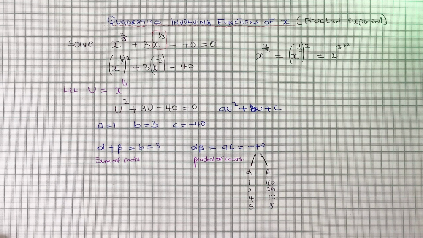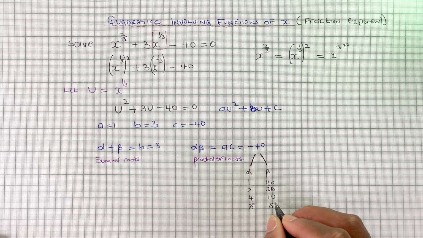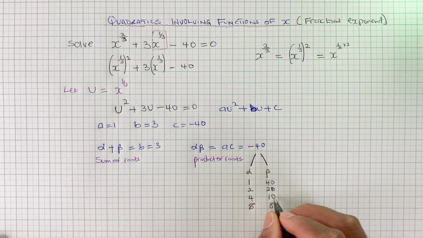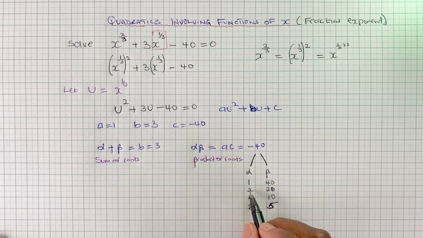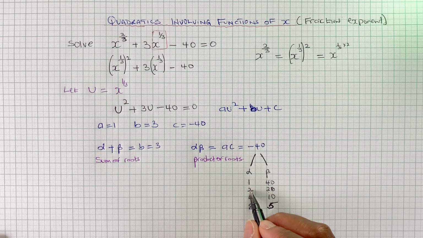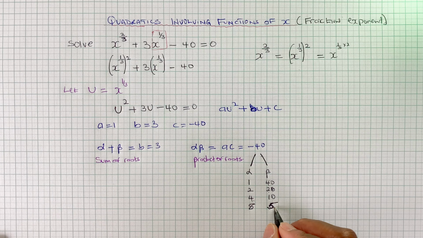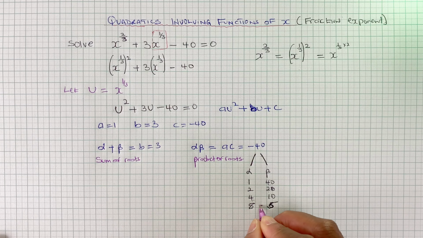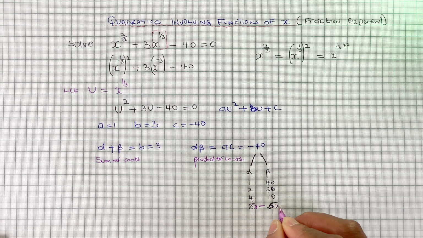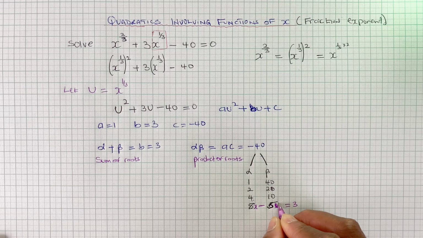Okay, 8 and 5. Sorry, it should be 8 and 5 because I double 4, I get 8, and I have to halve 10. So that would be 5. So that's how it works. 1 and 40, double 1, half 40, double 2, half 20, that's 10, double 4, half 10, I get 5. Okay, so 8 and 5. 8 and 5 will definitely give me 3, because if I have minus here, and I put u here, that will give me 3u.